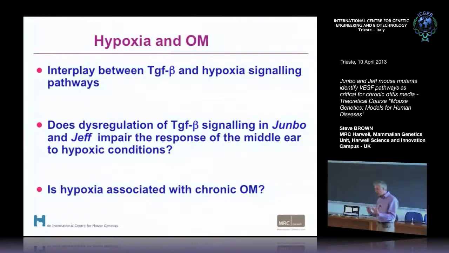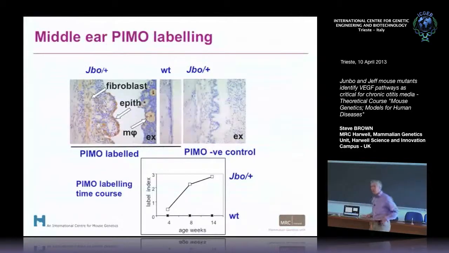So the first question we asked, and has never really been asked before, is the middle ear in these mice, full of pus and glue, hypoxic? Is hypoxia associated with chronic otitis media in these mice? And the answer is yes. We can label mice with this adjunct, pimonidazole, which labels proteins in a hypoxic environment, and look to see whether the middle ear of our mutant mice is hypoxic. And that's indeed the case.